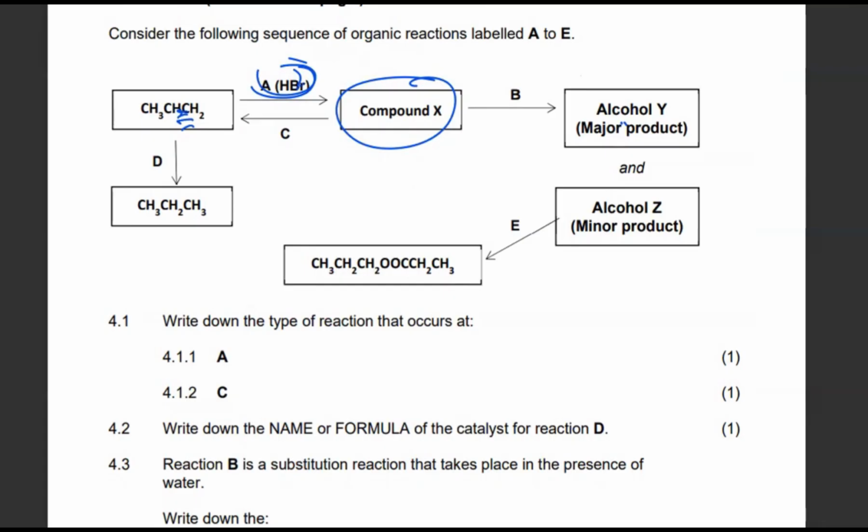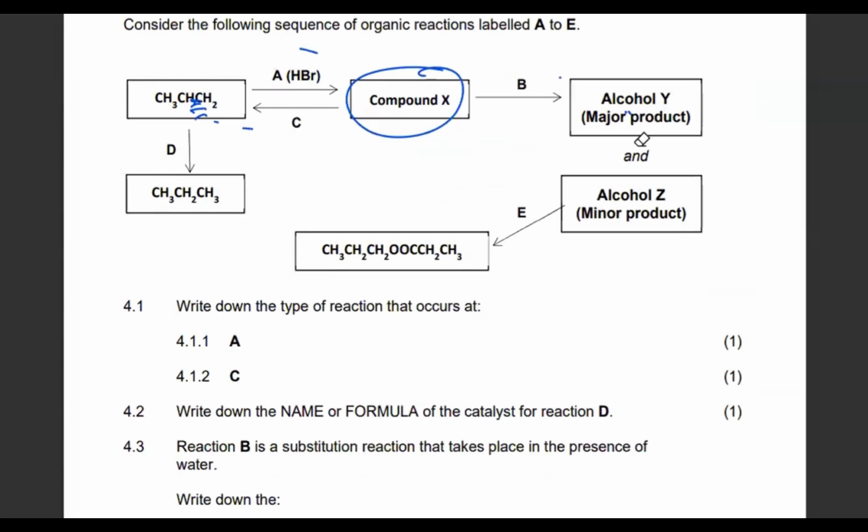So let's start. The first question says write down the IUPAC name and the type of reaction that occurs at A. If you look at A, here we are adding hydrogen and bromide, therefore it is going to be hydrobromination. What is happening here is that we are adding hydrogen, so it is an addition reaction.